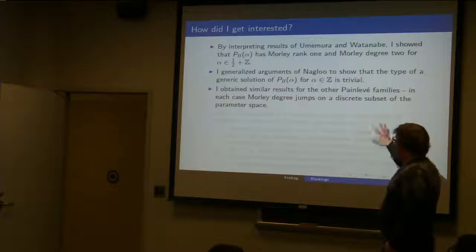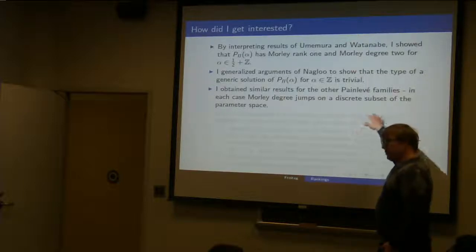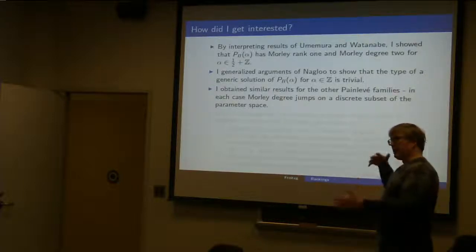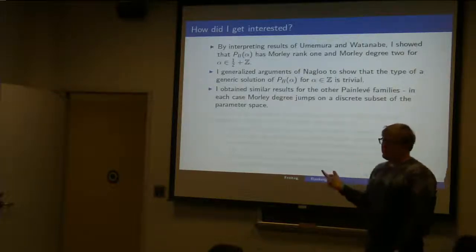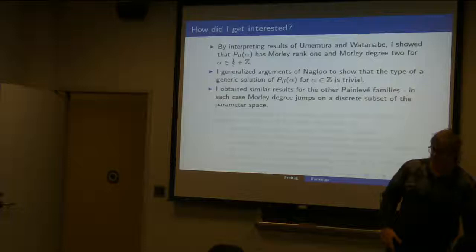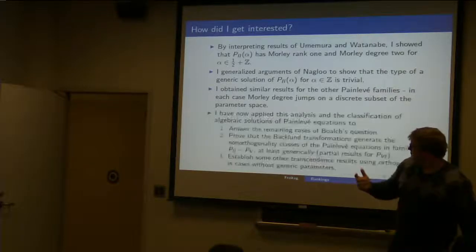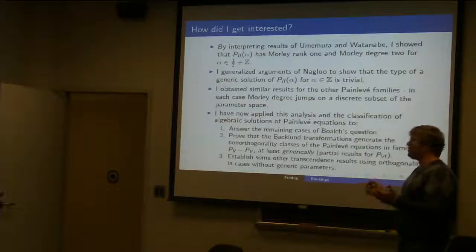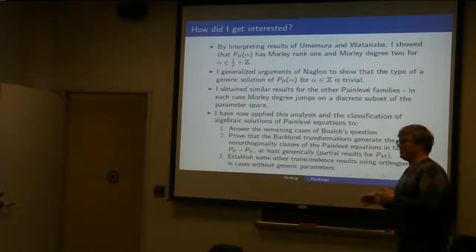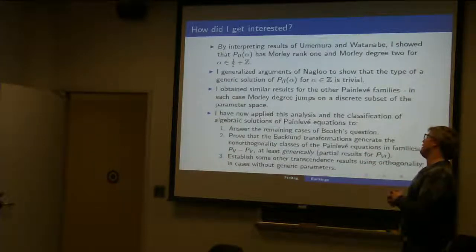I'm not going to mention it specifically because it gets complicated, since the groups get more complicated, but I've proved similar things about Morley degree jumps on the other equations. And again, at first I thought, this is terrible because all I've done is ruin the answer to this question of Rachofsky and Scanlan, and I don't see how to prove anything more. But now I've seen how to prove some more things, and I'll sketch those proofs in the remaining time.